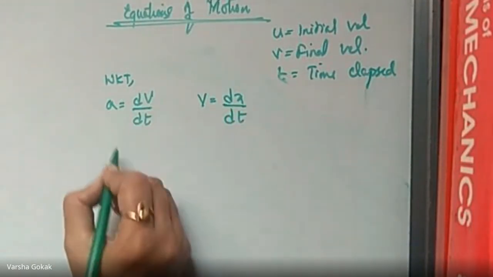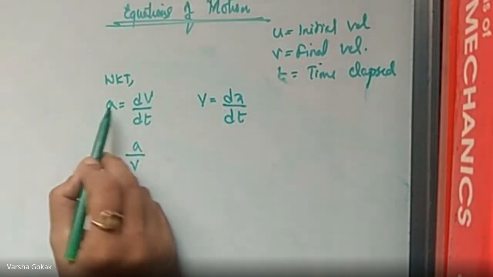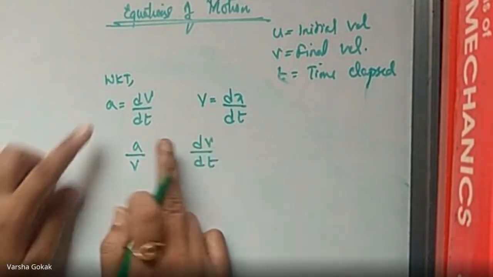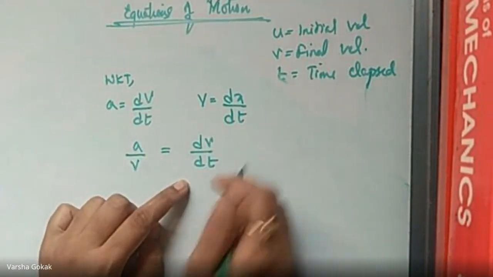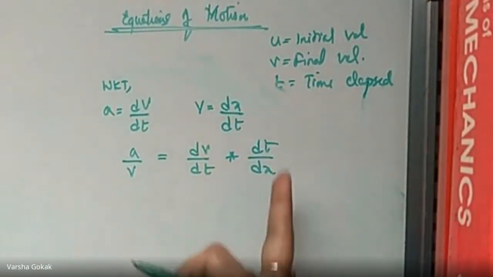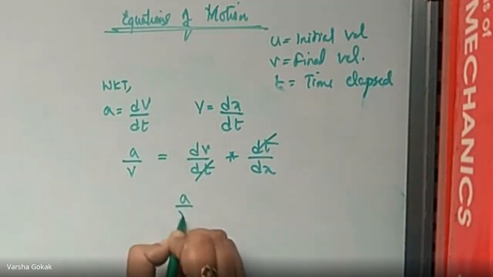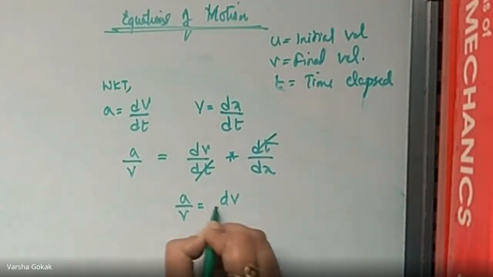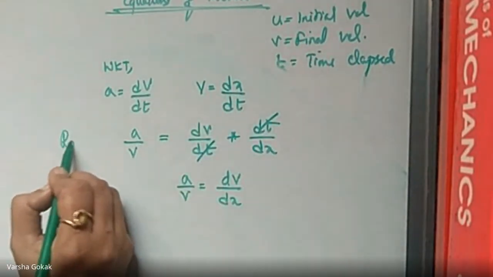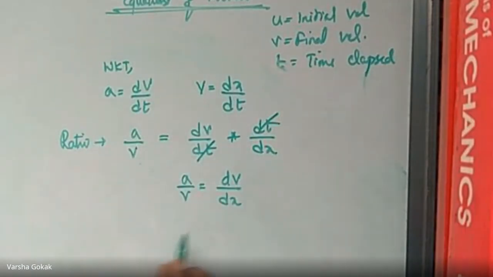Right? Now, from here, if I take a ratio of a by v, which is going to be dv by dt, a is dv by dt, divided by v, which is dx by dt, so it is going to be dt by dx. So dt will get cancelled, and for a by v, I'm left with dv by dx. Right? I've simply taken the ratio of a by v. So we get this equation.